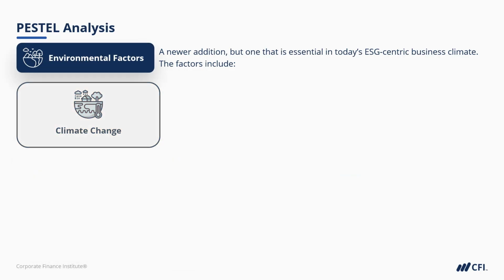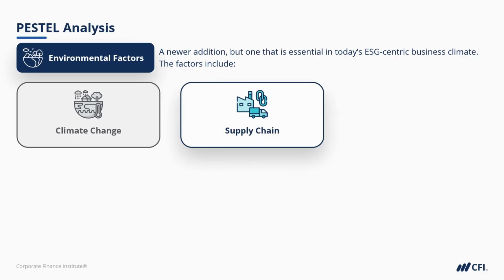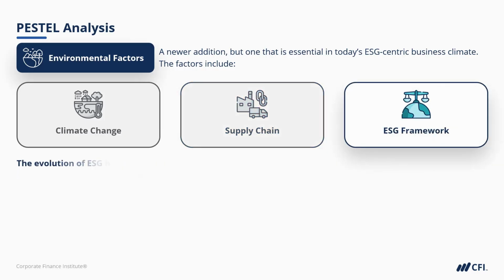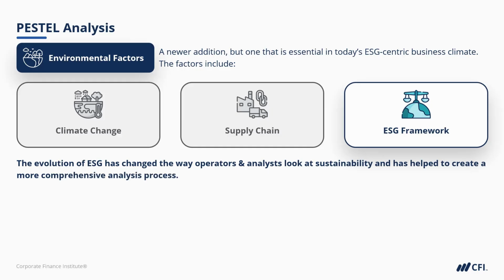The best analysts and management teams look beyond just the business or the immediate industry. Their analysis extends up and down the supply chain too. Perhaps a firm's main operations are somewhere relatively sheltered from physical climate risks. But what about its suppliers in developing economies? Are there environmental risks there that could turn into business risks here? The evolution of ESG as an overall assessment framework has really changed the way that operators and analysts look at sustainability. It's forced a much more comprehensive process.